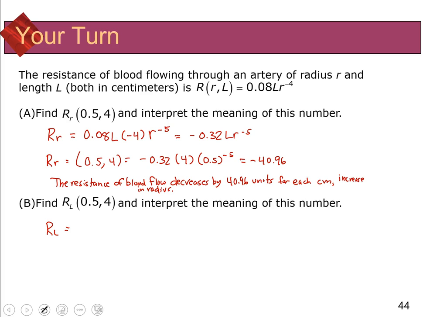Stands to reason. Now, if I do the same derivative with respect to L, L is being treated as the variable, and r to the negative 4 is a constant. So the derivative with respect to L is going to be 0.08 r to the negative 4, which is all a constant. The L just goes away because of the derivative. That's it.